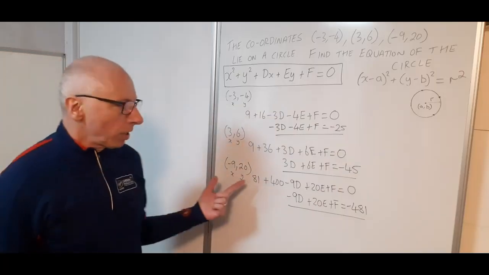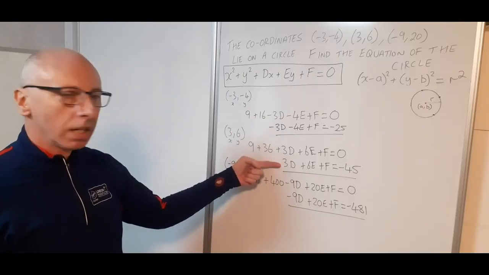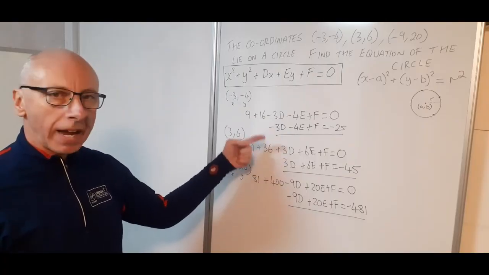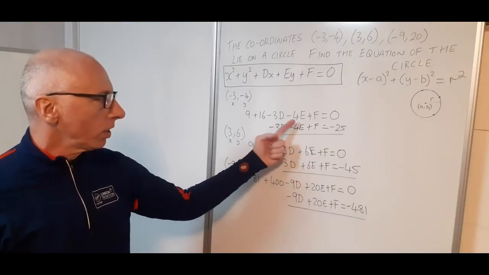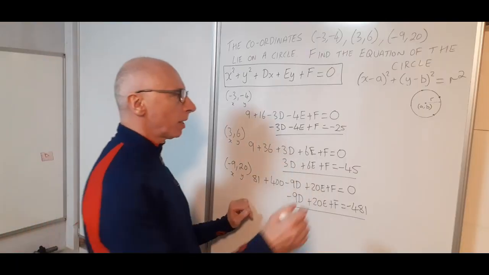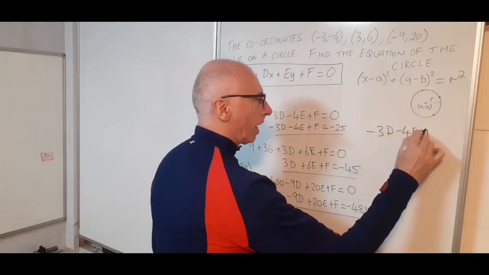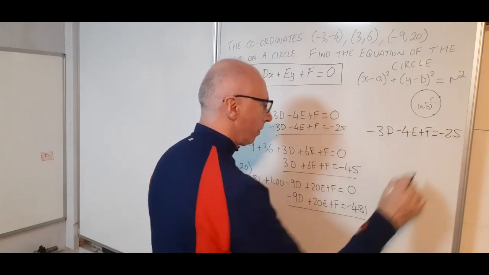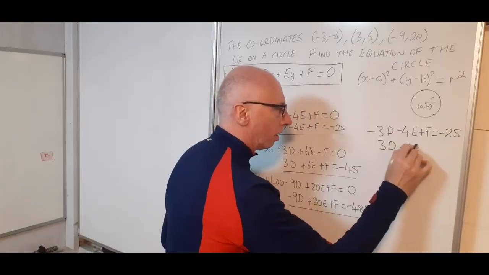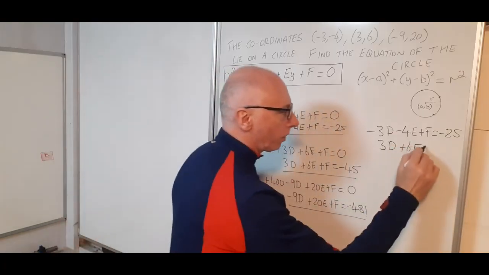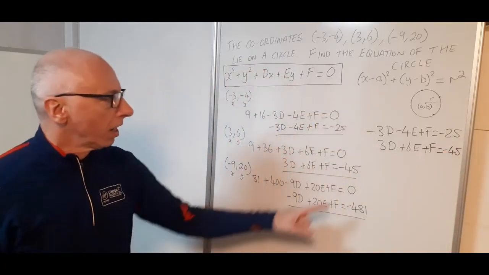So now what can I do? Is there anything I can do to try and solve from here? Well, I've got a -3d and a 3d. So if I add these two equations together, I can eliminate d and get an equation with two variables. Let's see where that takes me. So -3d - 4e + f equals -25. 3d + 6e + f equals -45. Okay, that's looking good.